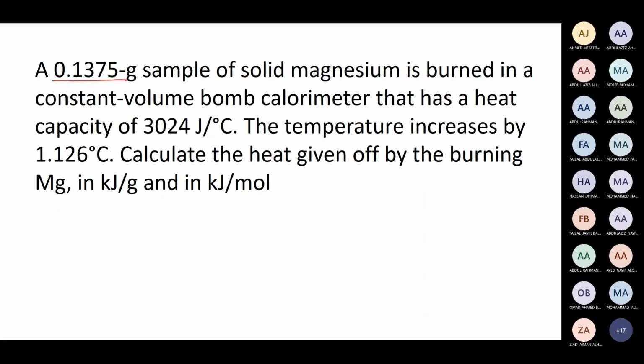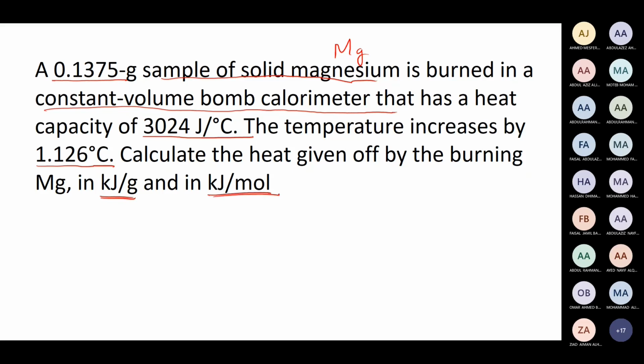1.1375 gram sample of solid magnesium, which is Mg, is burned in a constant volume bomb calorimeter that has a heat capacity of 3024 joule per degree C. The temperature increased by 1.126 degrees C. Calculate the heat given off by burning Mg in kilojoule per gram and kilojoule per mole.